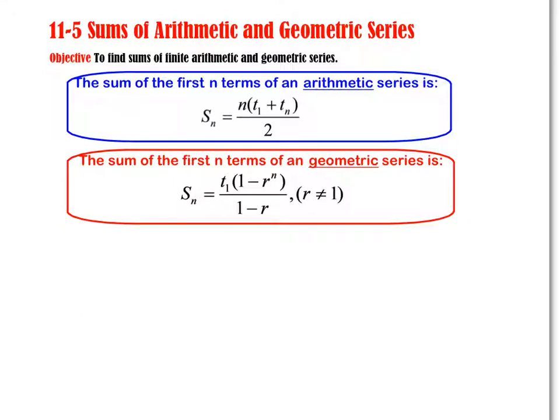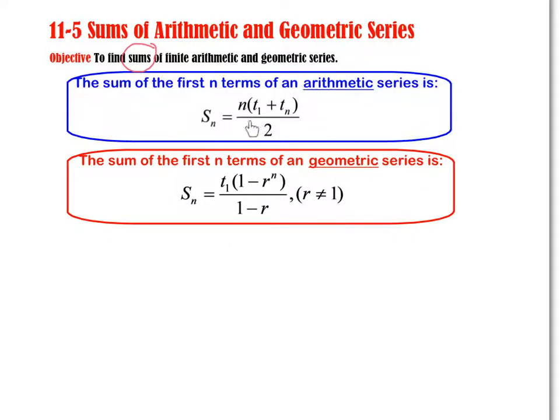Lesson 11.5 is about sums of both arithmetic and geometric series. So we're going to be finding the sum of those finite series. There are two equations that you need to know. For an arithmetic sequence, the sum of the first n terms is given by what you see here.